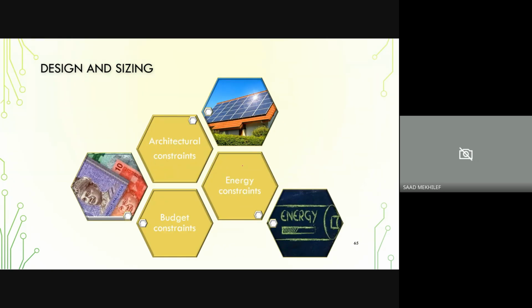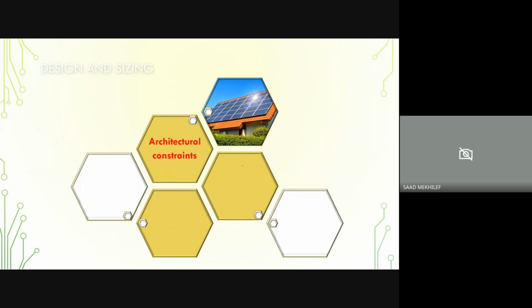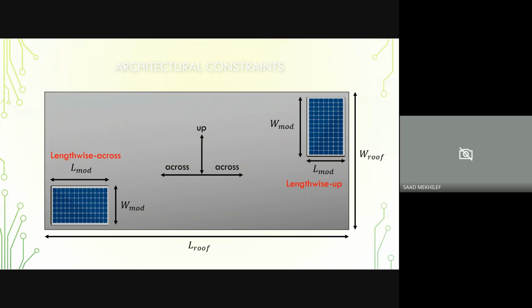Now we look into the design and the architecture. So I think we talk about it. The architectural constraints. What does architectural constraints mean? It means sometimes, for example, you want to put it on the rooftop. On the rooftop, you have limited space. Sometimes you have a big roof, but not good solar access. So this is the architectural constraint.